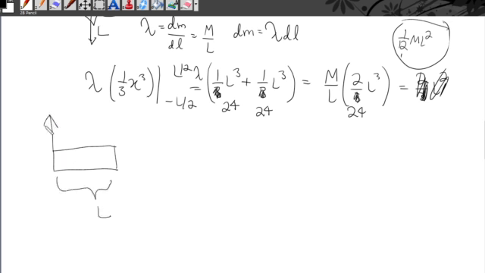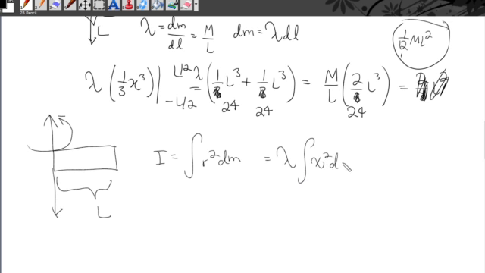but this time it's being rotated about one of its ends. So it's rotated like that. This time the integral would be a bit different. As I said earlier, the formula is I equals the integral of r squared dm, which is just lambda, and I'll say it's x squared since all of the mass is on the x-axis, x squared dx, and this time the bounds are different, so it's from 0 to L.